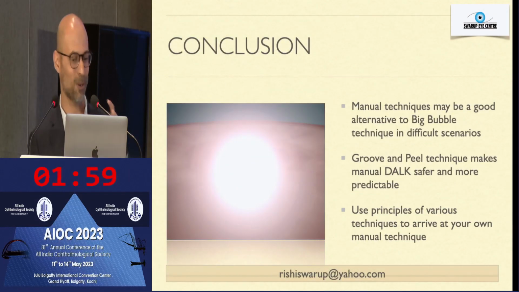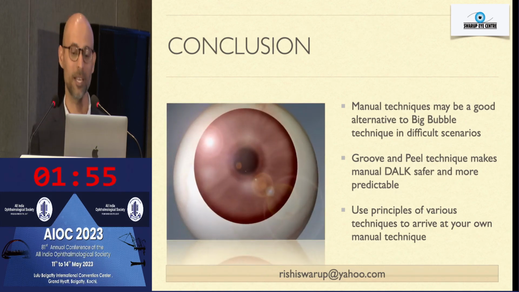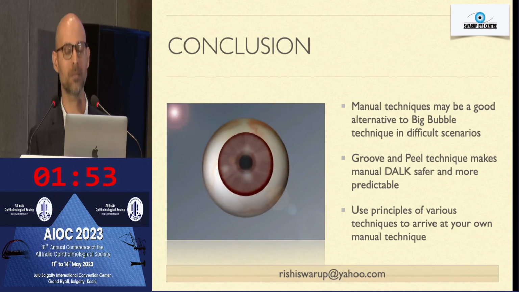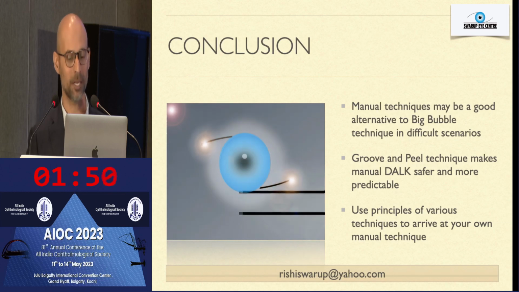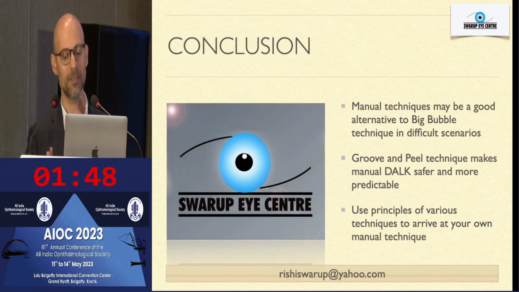So I've finished before time. Manual techniques may be a good alternative to big bubble in difficult scenarios. The groove and peel technique makes manual DALC safer and more predictable, and use principles of various techniques to arrive at your own manual technique. Thank you.